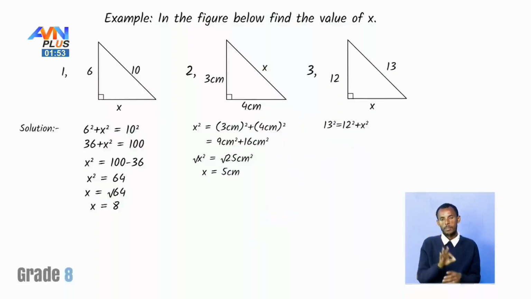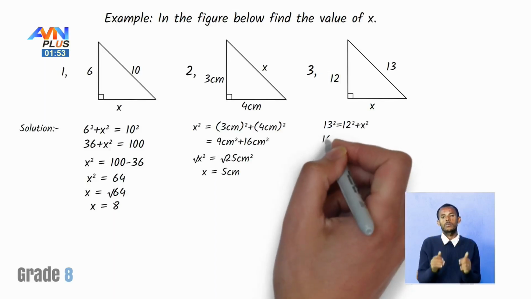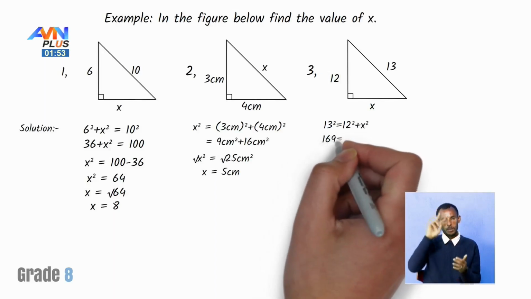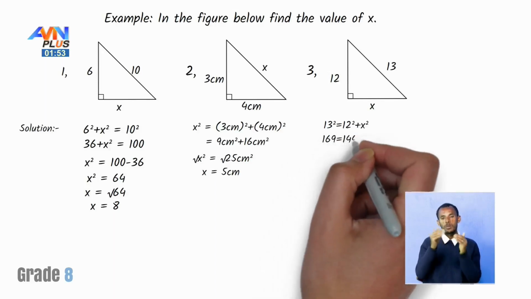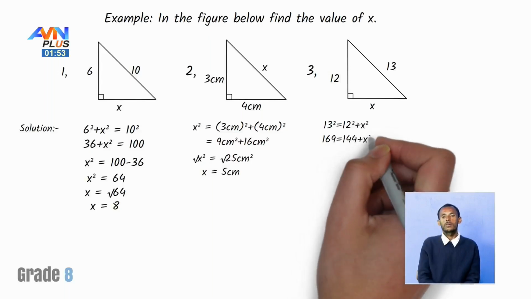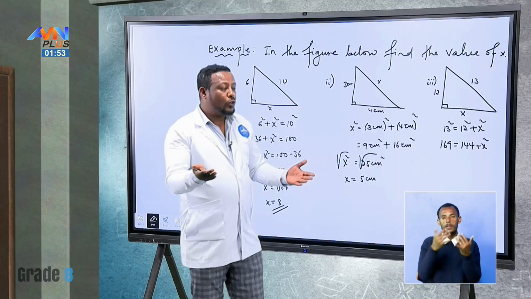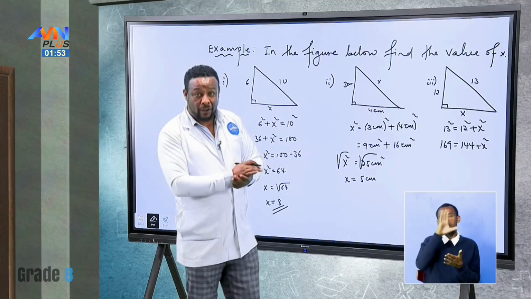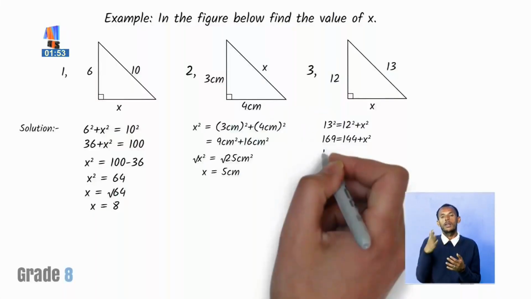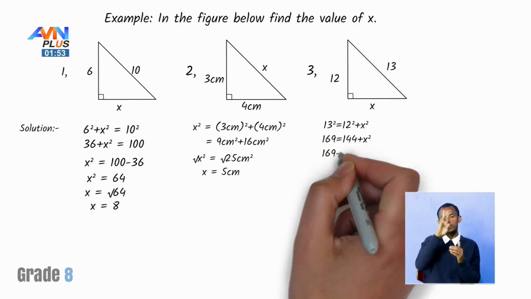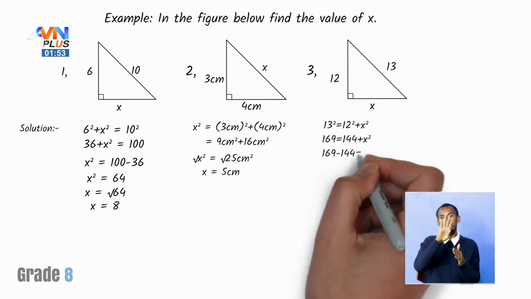169 is equal to 12 squared, which means 12 times 12, which is 144, plus x squared. Now you can take 144 to the left side. So this becomes 169 minus 144 is equal to x squared.